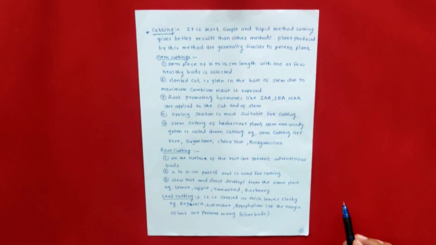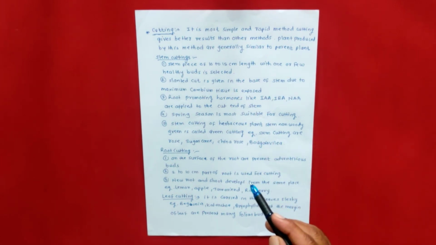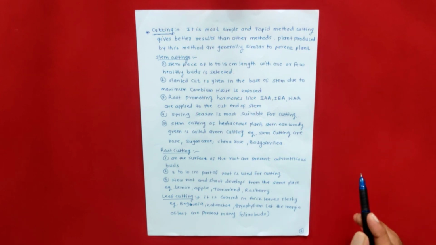Due to this, maximum cambium tissue is exposed. Next, root-promoting hormones like IAA, IBA, NAA, that is, indole acetic acid, indole butyric acid, and naphthalene acetic acid, are applied to the cut end of the stem. Next, the spring season is most suitable for cutting. A stem cutting of a herbaceous plant stem, non-woody, green, is called green cutting. Examples: stem cuttings are mostly done in rose, sugarcane, China rose, bougainvillea, etc.